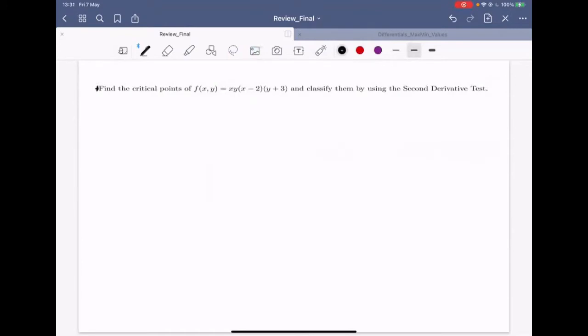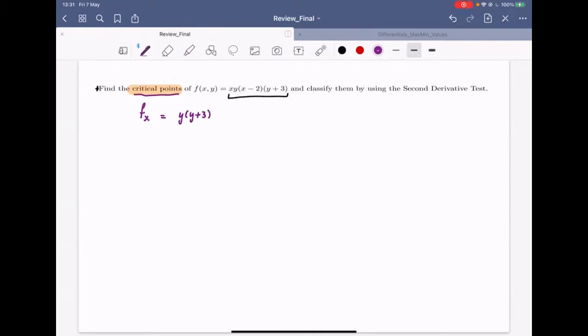We'll find the critical points. Fxy is equal to that function. Classify them by using the second derivative test. The trick here is that because you have a product, do not expand it. It's going to be messy. You know immediately that you have to find the critical points first, so you need to differentiate with respect to x. So I'm going to pull out y and y plus 3 first.